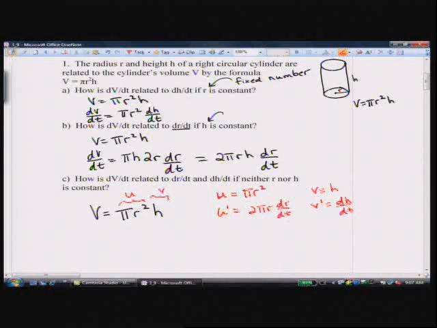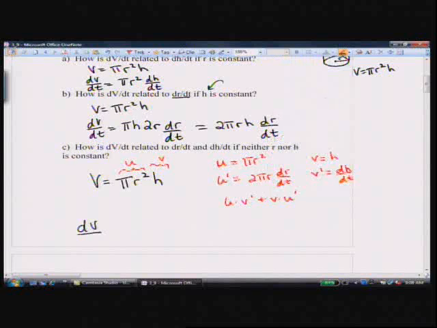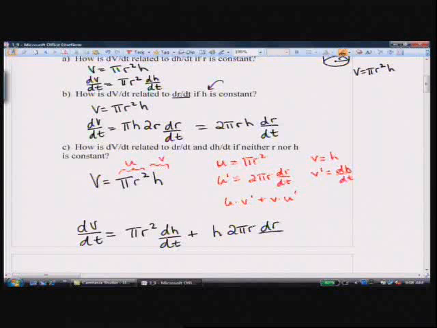All right, now, the product rule is u times v prime plus v times u prime. So, dV dt will be equal to u, which is pi r squared, times v prime, which is dh dt, plus v, which is h, times u prime, which is 2 pi r dr dt. All right? So that was not so bad.